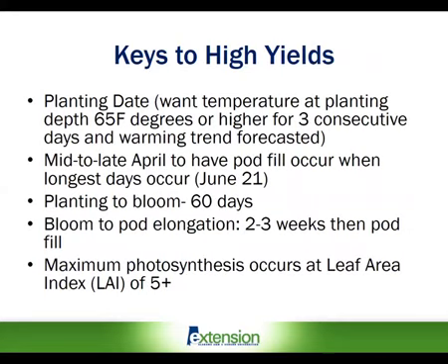So the key to this early production system, of course, is planting date. You want to plant as early as possible. In North Alabama, that's going to be somewhere between April the 15th and the 20th. A lot of this is going to be determined by your soil temperatures. You want the soil temperature at planting depth to be 65 degrees or higher for 3 consecutive days and a warming trend forecast. If you do this, you're going to plant in mid to late April. You're going to have pod fill when we get our longest days of the year, and that is June 21st.